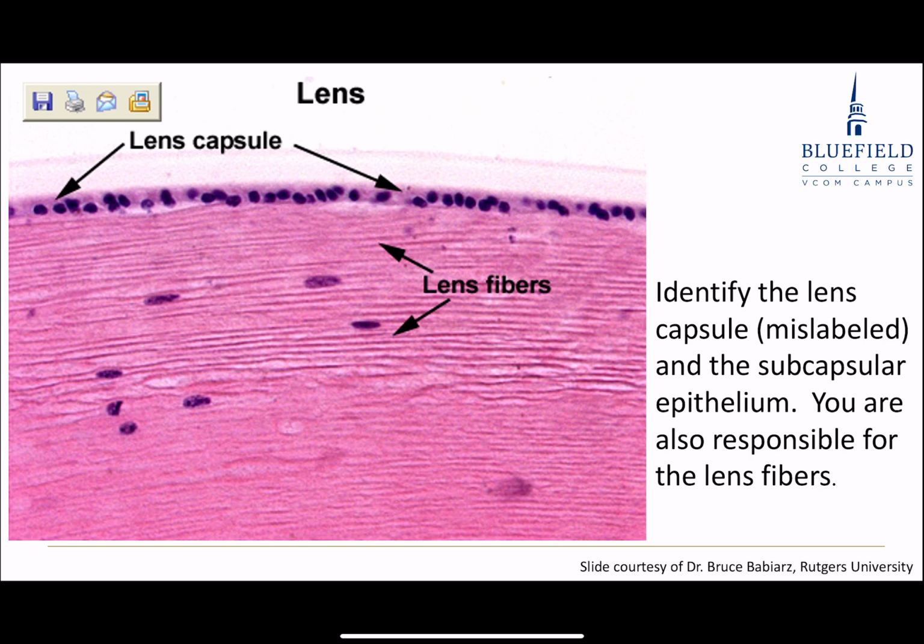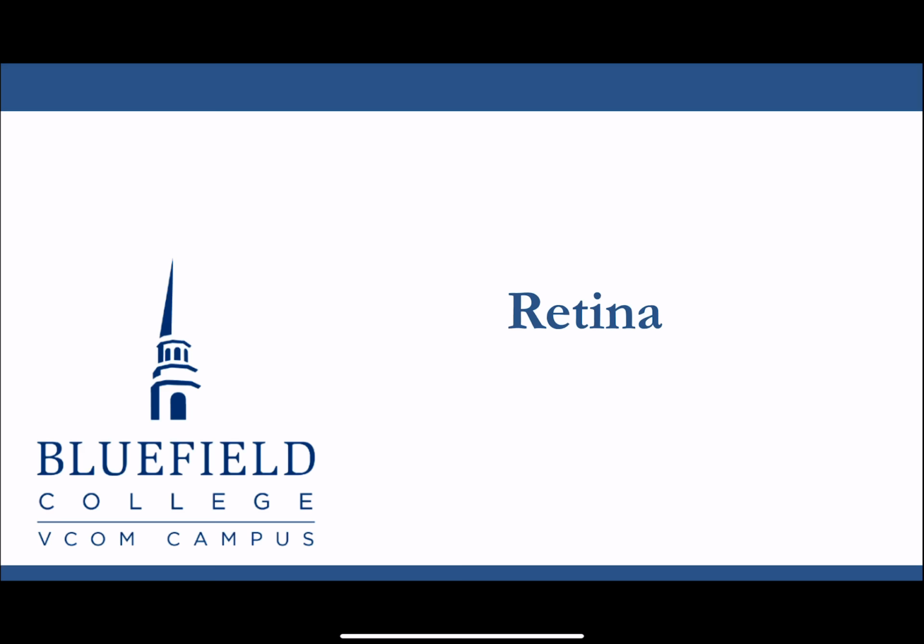If we look at the lens at low power magnification, I can make out the pink lens capsule on the outside, my subcapsular epithelium, and then, at low power without a great deal of resolution, these are all the lens fibers in here. And once again, they often come apart and separate out, so you'll see those tears or just small little openings in there. All right, retina.